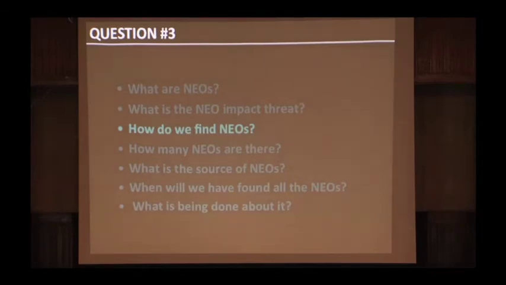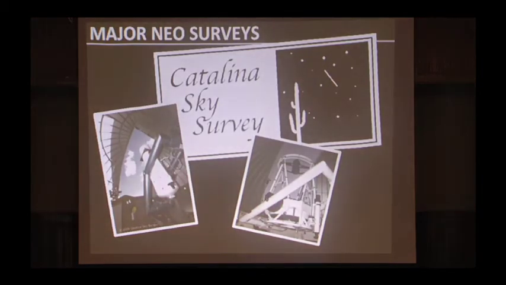So finally, how do we find near-Earth objects? I hope that I've told you what they are, and I hope I've convinced you that they're dangerous. So how do we go about finding them? Well, there are a few different sky surveys that take place around the world, mostly in the United States. Mostly just about 2 or 3 are finding the vast majority of objects. 95% of near-Earth objects are found by just 3 or 4 telescopes.